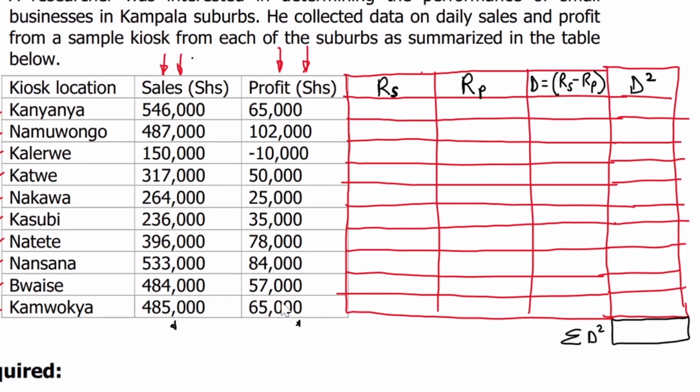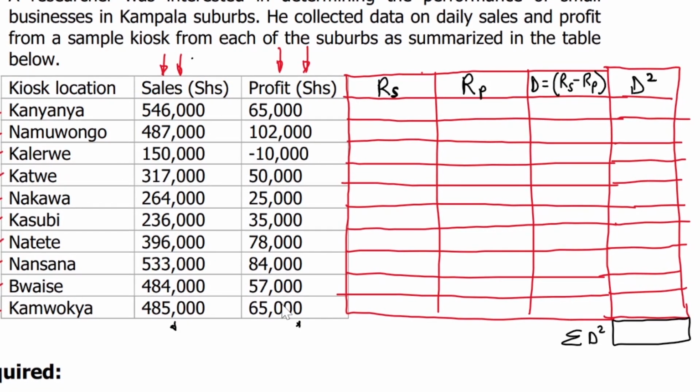So what do we choose here? Let me begin from the biggest to the smallest. So I'm going to come to the sales, look at which one is the biggest. It is this one, so this is rank number 1. It's the biggest, that is 546.